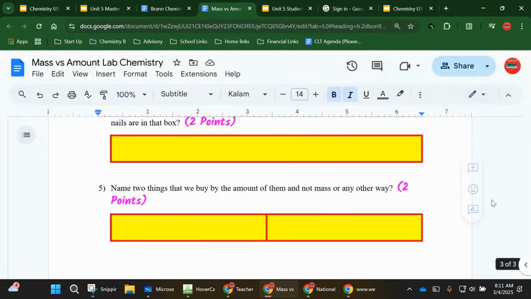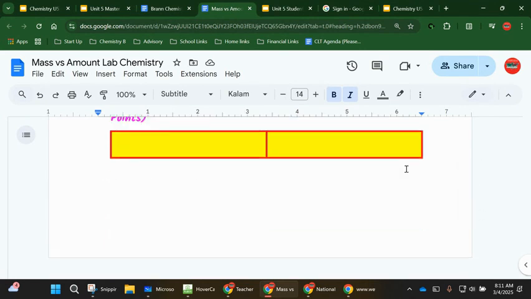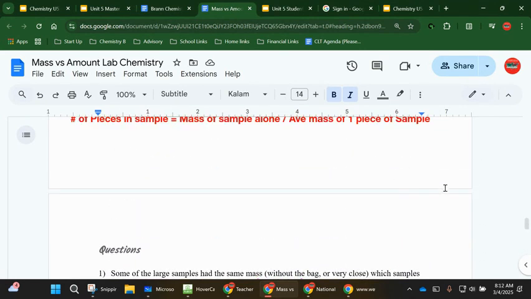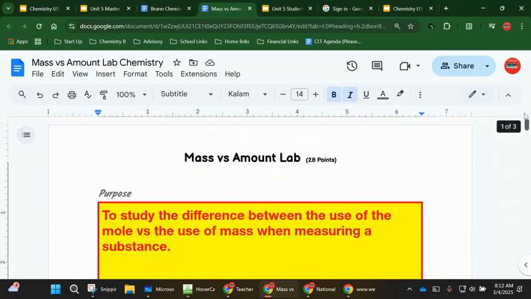So we are going to do a little activity today, ladies and gentlemen, that ties into what we were talking about yesterday. Yesterday we started talking about the mole. The mole represents an amount of something. And in today's world, ladies and gentlemen, we sell things in a lot of different ways.